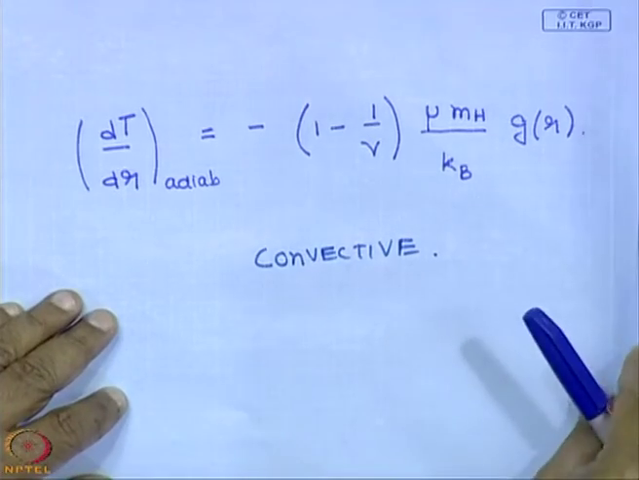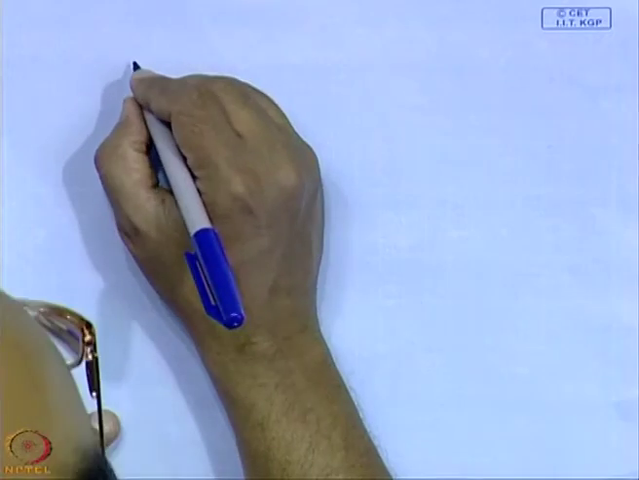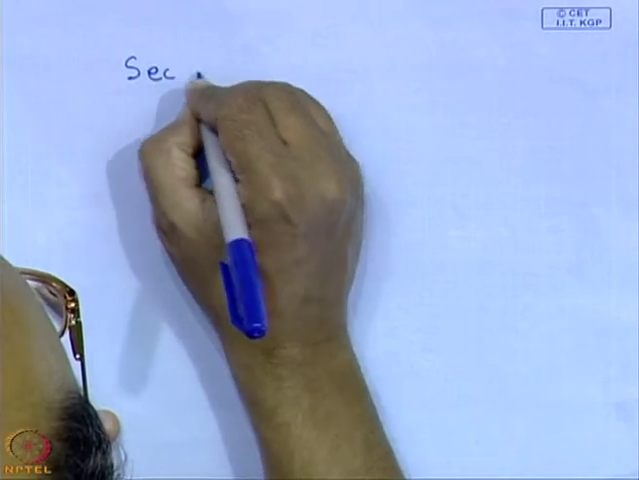In addition to these equations, there are certain secondary equations which are also required. So, let me tell you what these secondary equations are. These 4 equations in themselves are not adequate. There are certain secondary equations that also have to be solved.